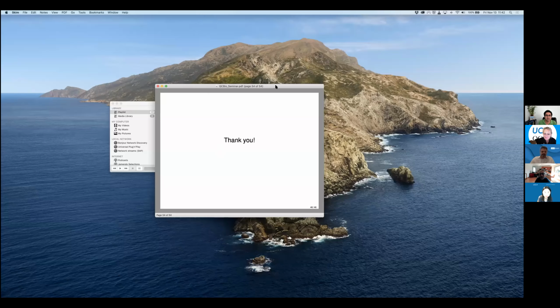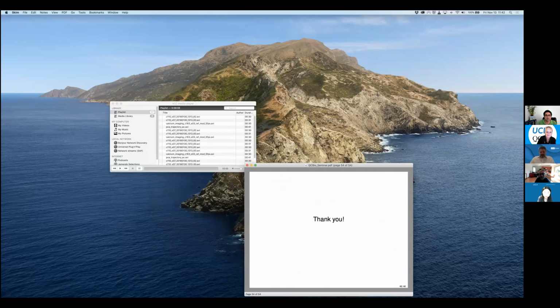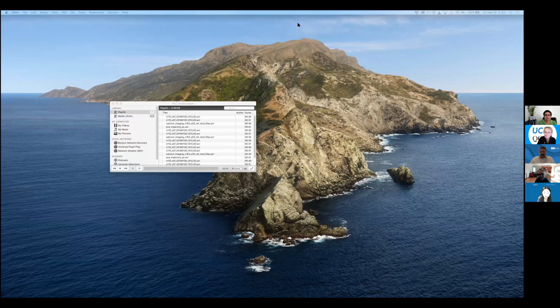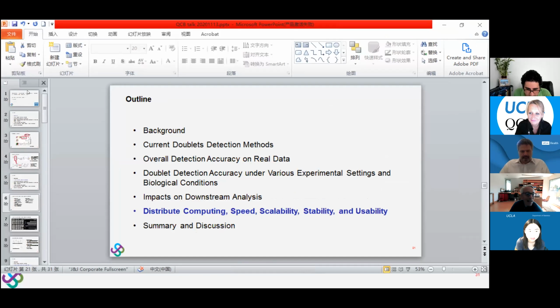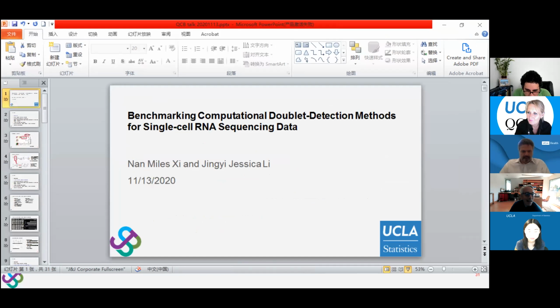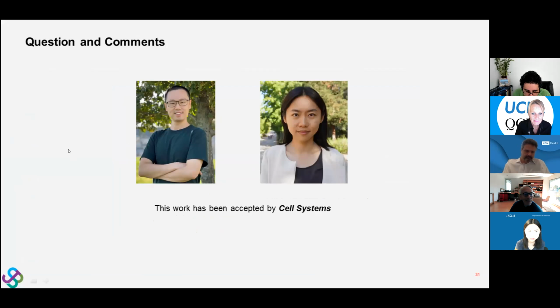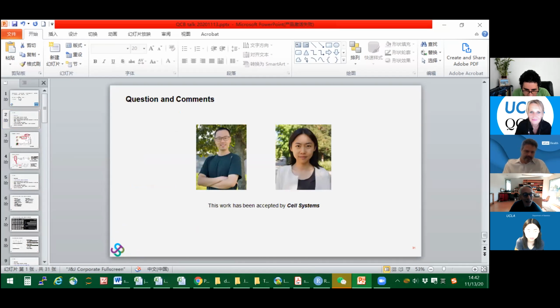And today we are going to have our PhD student in statistics, Mr. Miles Shi, to present his work on benchmarking doublet detection methods for single-cell RNA-seq data. To our knowledge, this is the first and most comprehensive benchmarking result we have obtained so far.